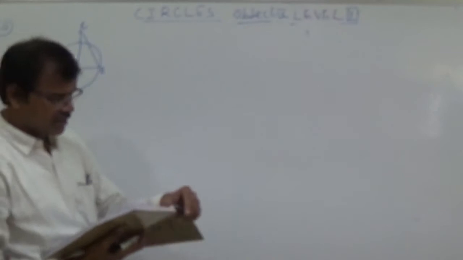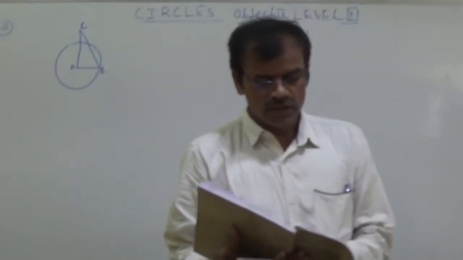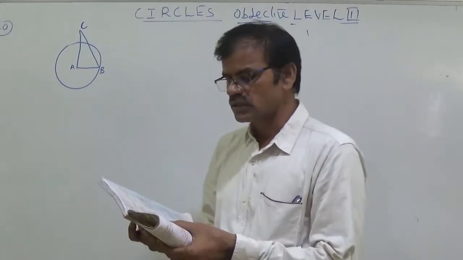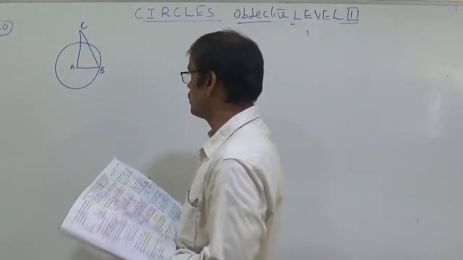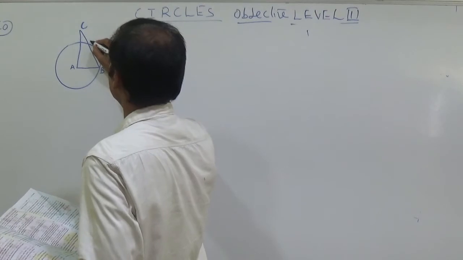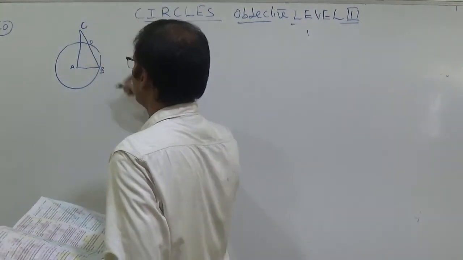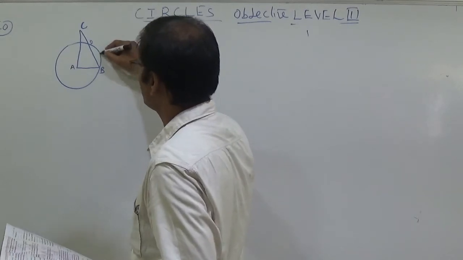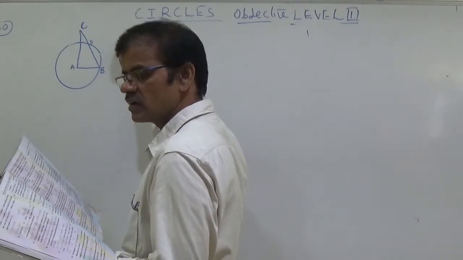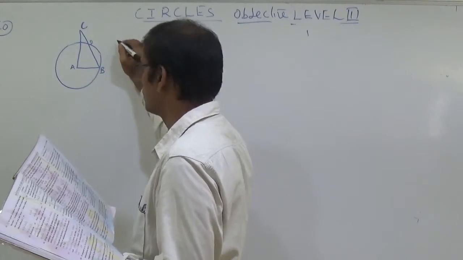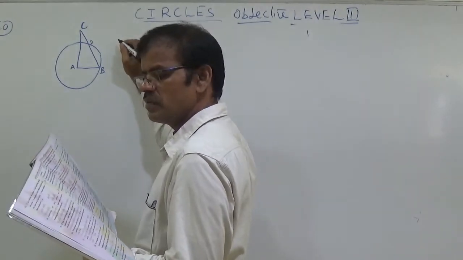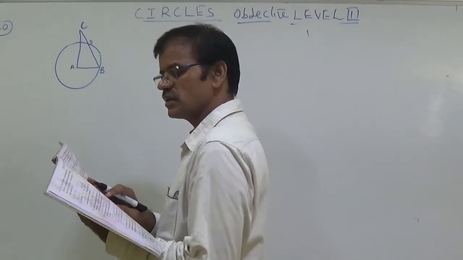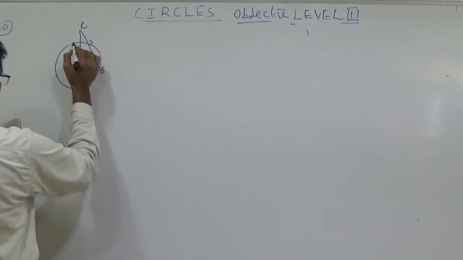Whatever he has given, read once again. The circle with center A and radius AB cuts BC and AC internally at D and E respectively. The line BC intersects the circle at D, and the line AC intersects the circle at E.